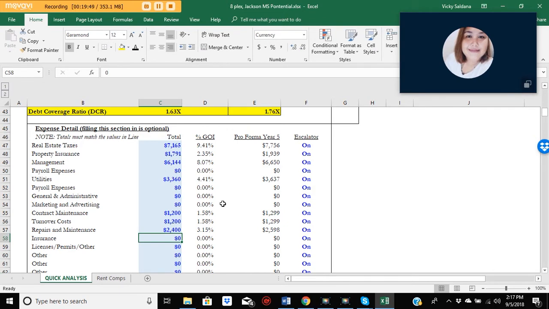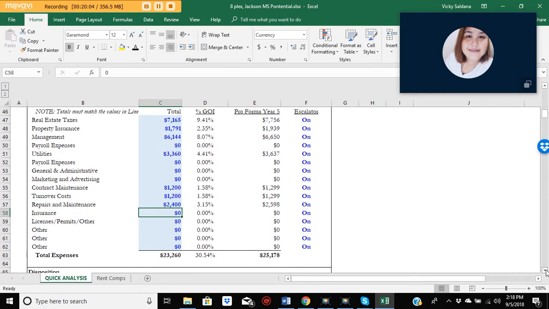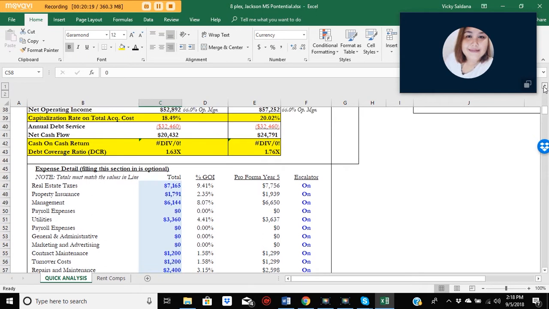Okay, insurance. This could be any other type of insurance that you have, maybe flood insurance. I just pretty much add it all on here, but you can change these around. License permits. We don't need any of that. The property's done. The only thing we needed 20,000 for is HVAC. So none of that. We don't need anything else here. So total yearly expense on this property would be 23,260. Let's see if this is a good number.